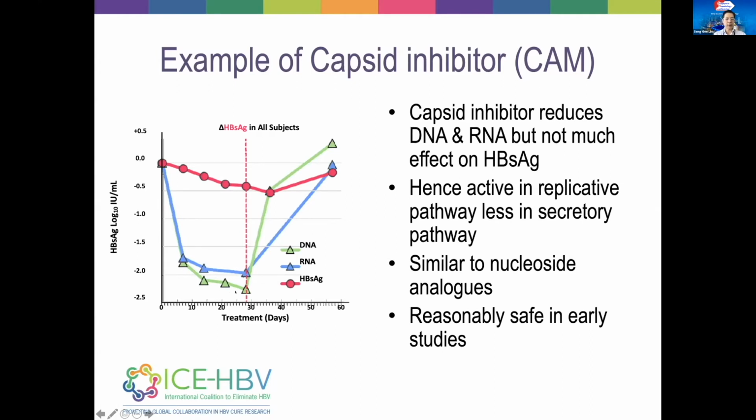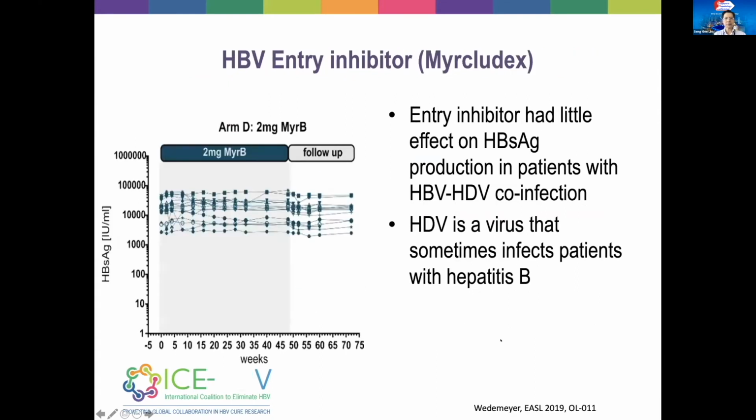You can see here that there's a tremendous reduction in the levels of the DNA and the RNA, but the secretory pathway, the S antigen, there's only a small reduction in that. So hence, this is very similar to the nucleoside analogues that is already approved for treatment, but the safety of this drug seems to be quite good in early phase studies.